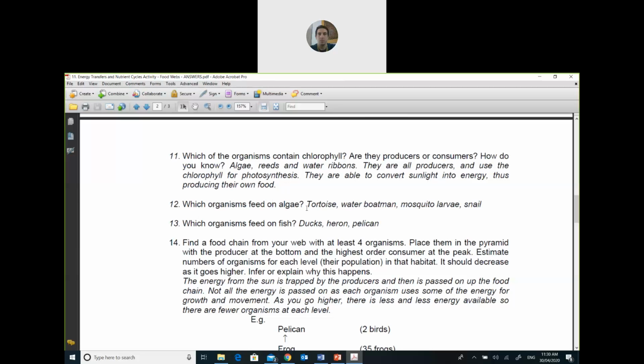Which organisms feed on the algae? Well, the tortoise, the water boatman, the mosquito larvae, and the snail. Which organisms feed on the fish? The ducks, heron, and pelican.